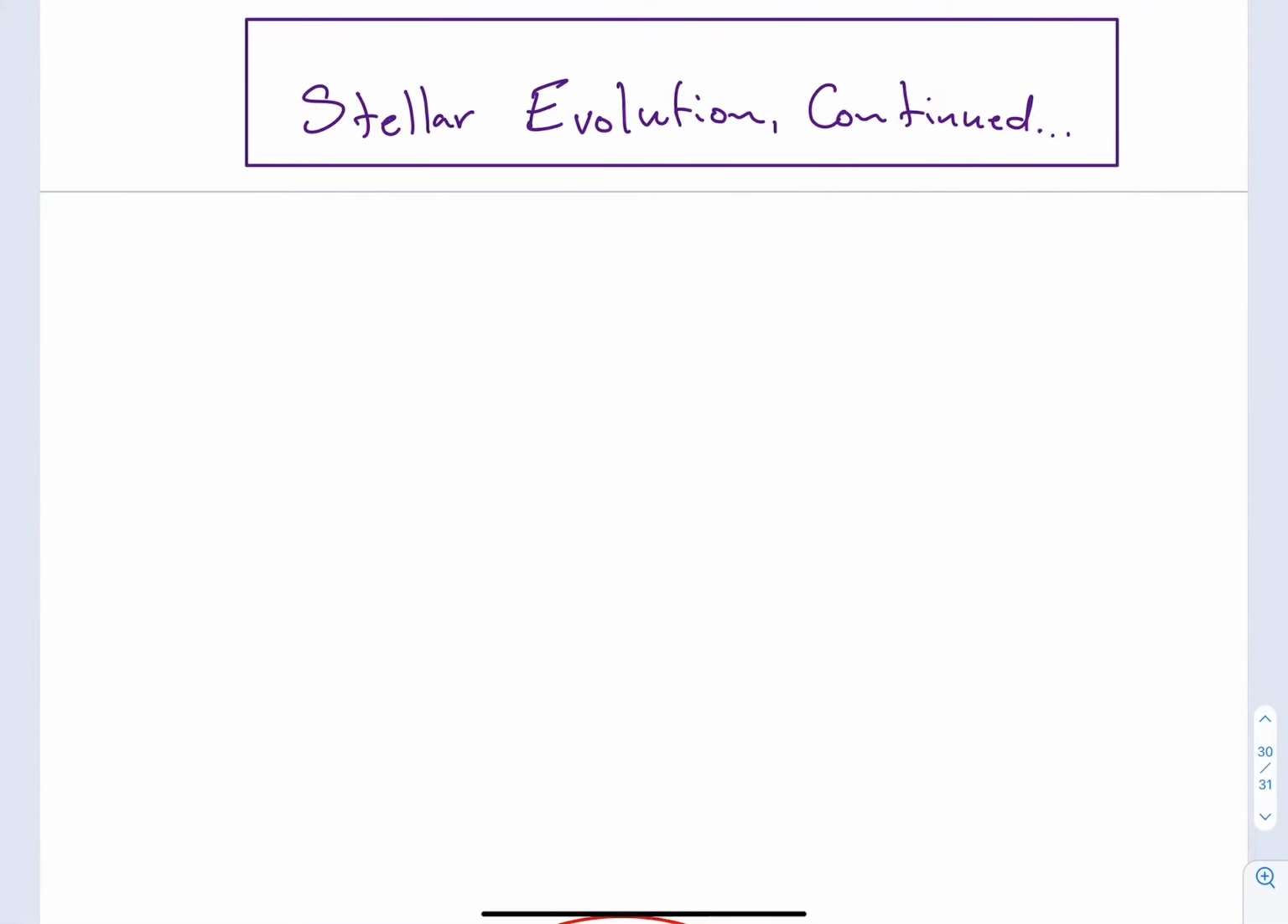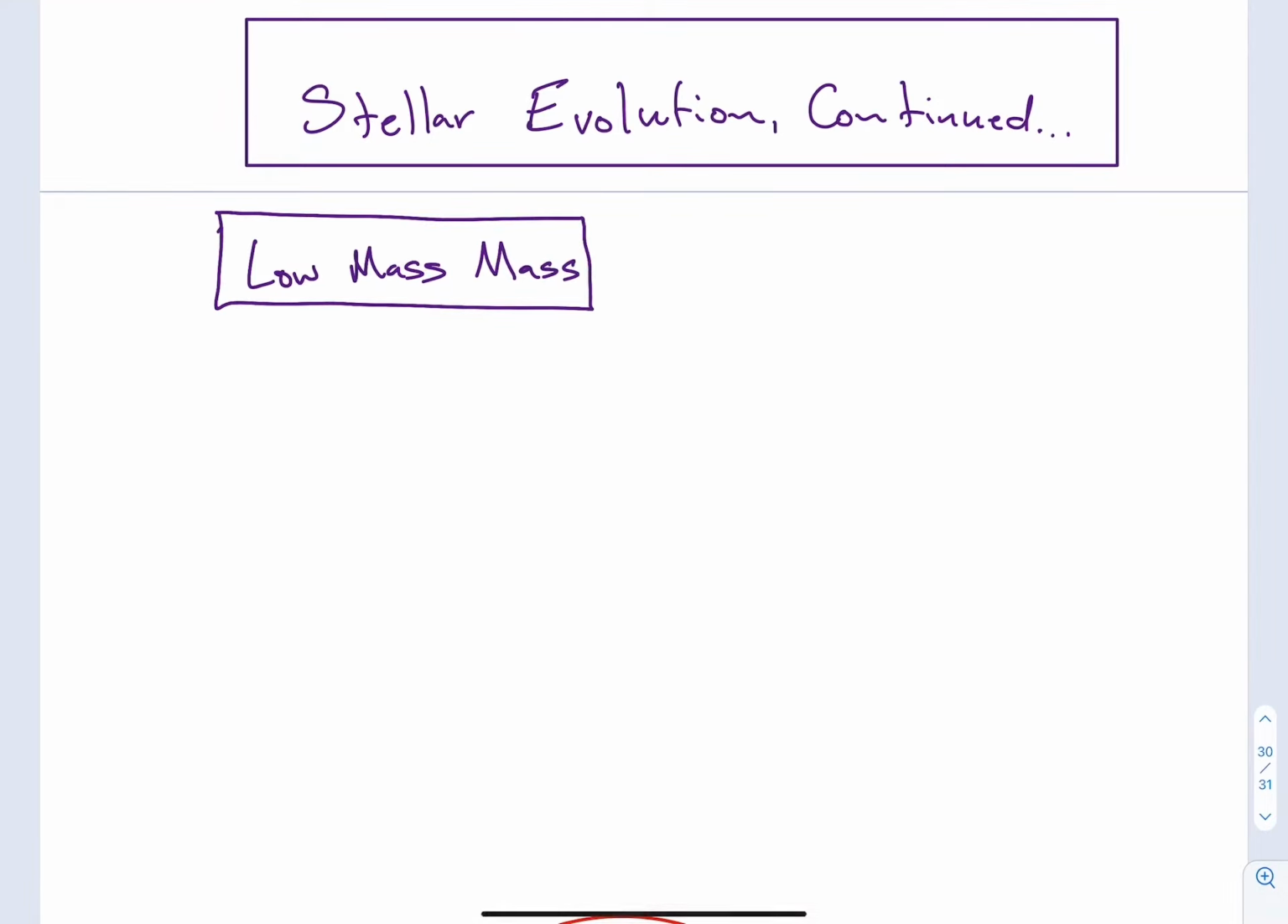Hey, it's Ryan. We're going to continue our stellar evolution notes, beginning with low mass stars. We left off in our notes last time defining 3 categories of stars: low, medium, and high mass. We're going to start with low mass.